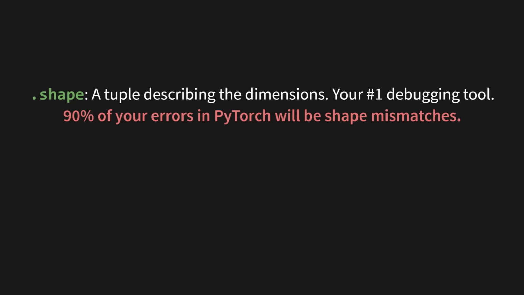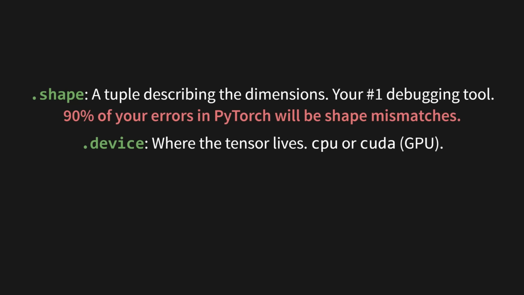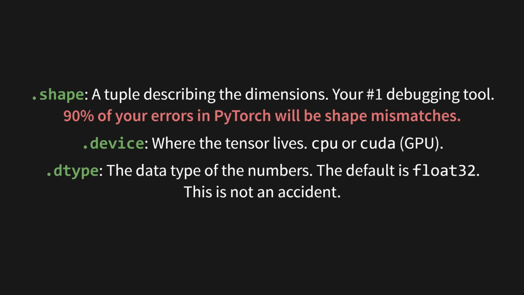I'm serious. 90% of your errors in PyTorch will be shape mismatches. Master this. Next is .device. This tells you where the tensor lives. It's either the CPU or, for massive speedups, on CUDA, which means the GPU. And finally, .dtype, the data type of the numbers.